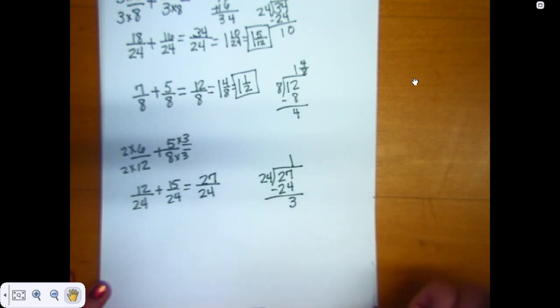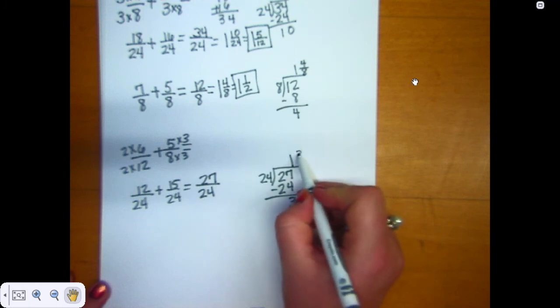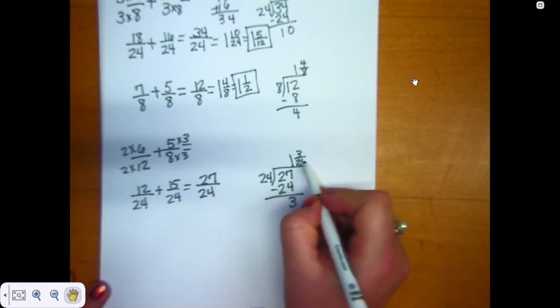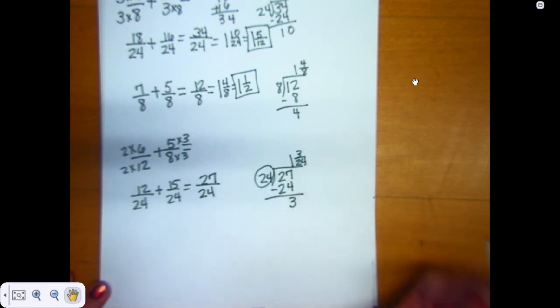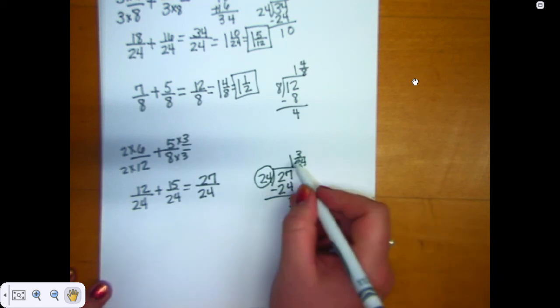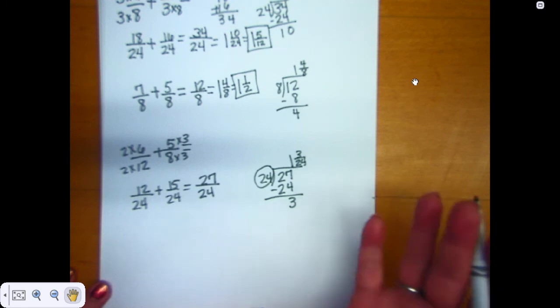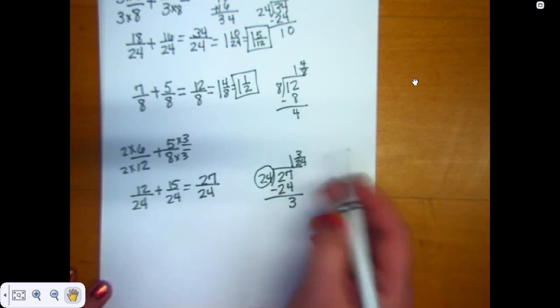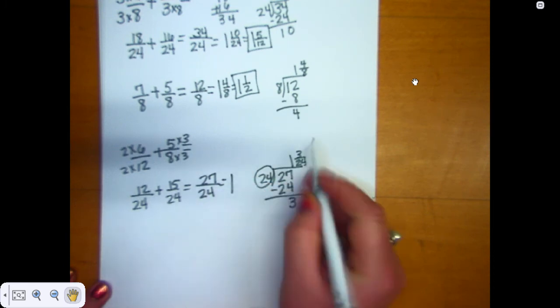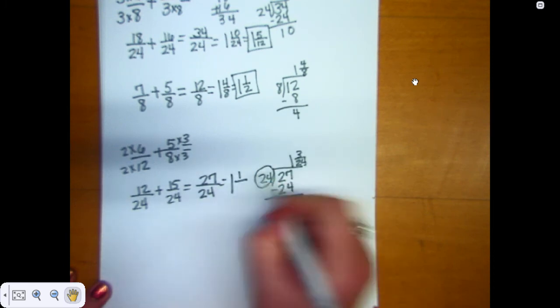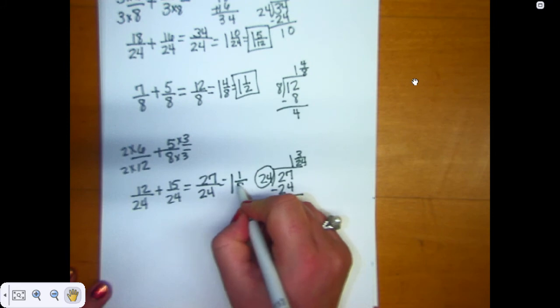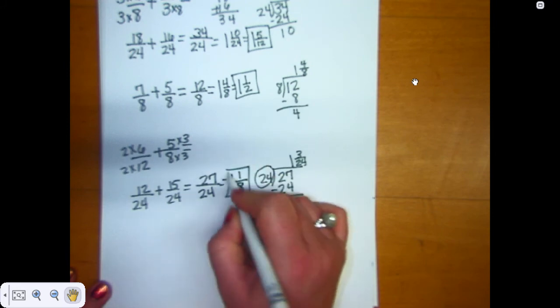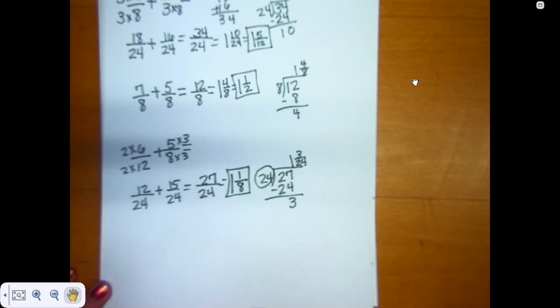That leaves me with 3, and I'm going to write that as 3 over 24. This is where you get your denominator. Okay, so that leaves me with 1 and 3/24. Now, I know that both of those are divisible by 3, so I can reduce it. So it's going to give me 1, and 3 divided by 3 is 1. 24 divided by 3 is 8, and that is my most simplified answer.